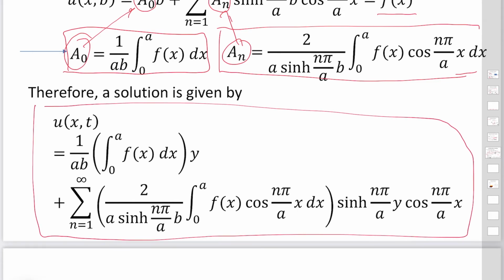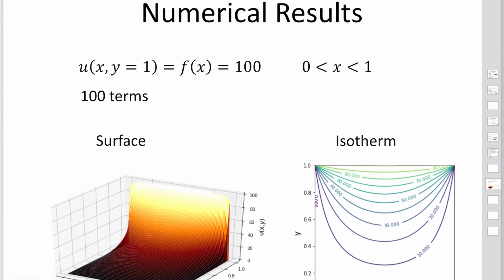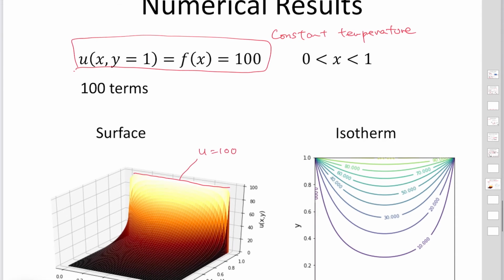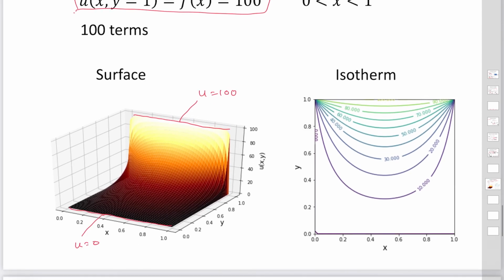Then I'd like to show you some numerical results. In this case, we consider u as a fixed value of 100 at y equals 1, where constant temperature is given. This is u equals 100. U becomes 0 at y equals 0, so this is a constant value. Then we'd like to find the steady-state temperature distribution. So this is the solution.